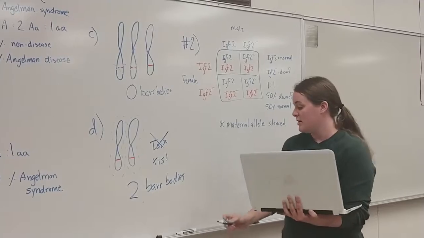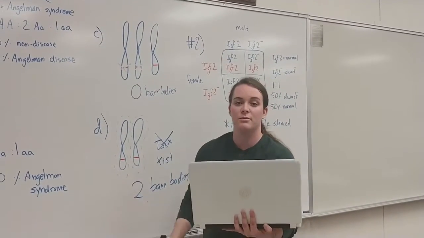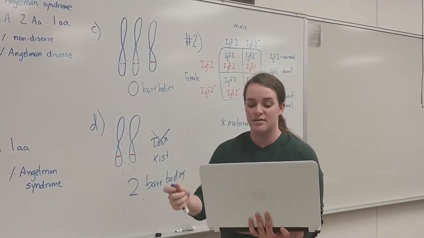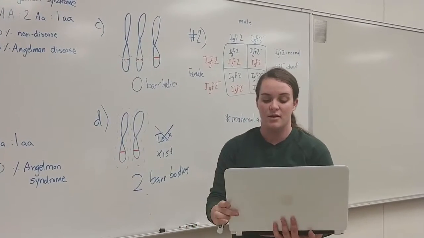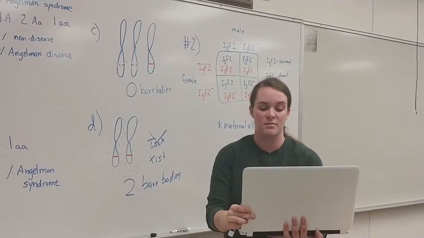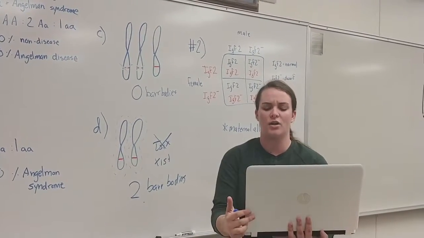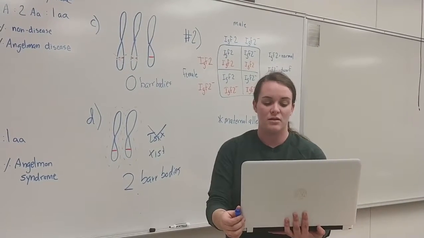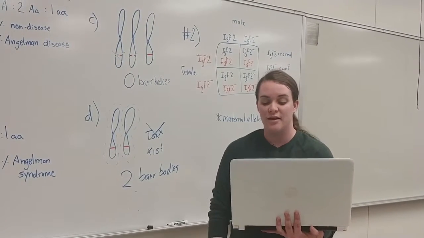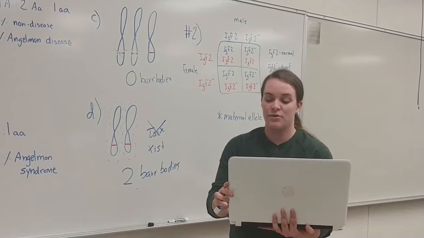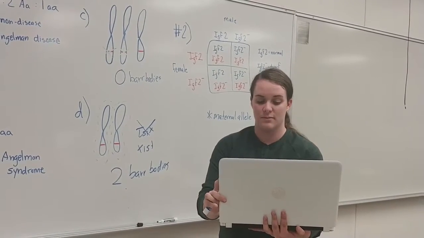Number 2, since it's mostly just vocab, we'll just give our answers. For A, we have the SRY gene as an example of a holandric gene. Then B, the SMIC2 gene is an example of a gene found on both the X and Y chromosomes.